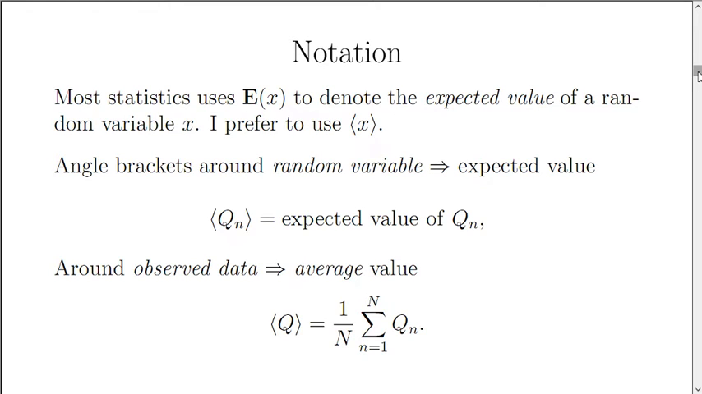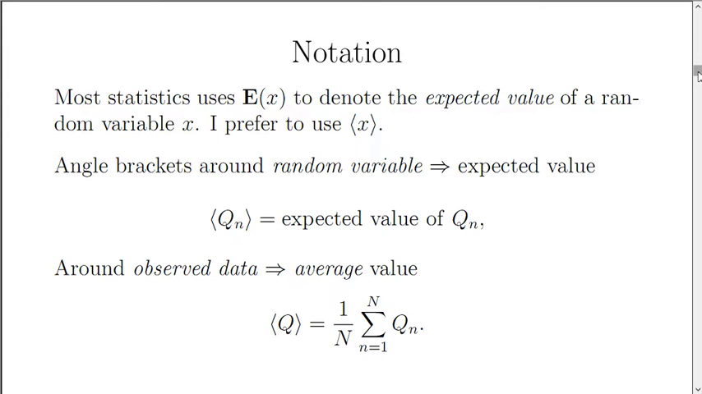Just as an example, in statistics, if you want to indicate the expected value of a random variable, the usual way to write it is to put a great big letter E, often boldface type, and then some parentheses around the quantity that you want to take the expected value of. That's the common way to denote the expected value of a random variable x. I prefer to use angle brackets, and I put the quantity I'm taking the expected value of inside angle brackets.